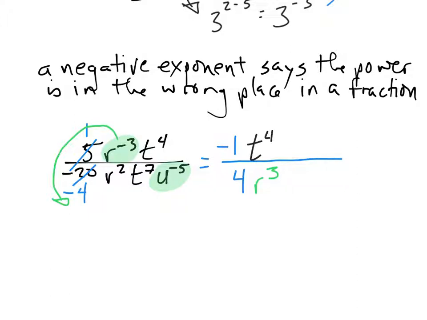T to the fourth. Now on the bottom I have an r squared. It's positive. It stays where it's at. I have a t to the seventh. It's positive. It stays where it's at. But then I have a u to the negative fifth, and it needs to move to the top. And so we wind up with u to the fifth power on top. So you can see how things have moved.